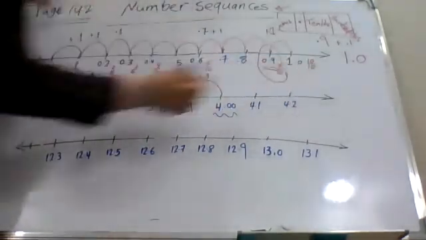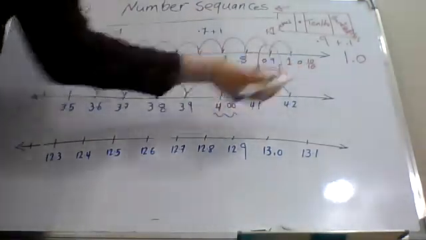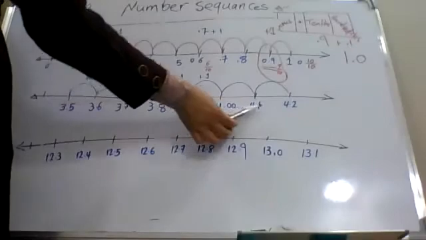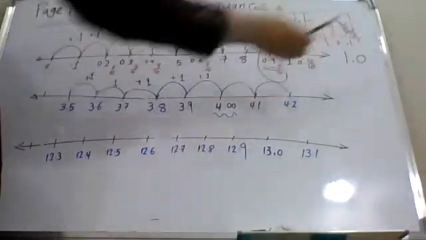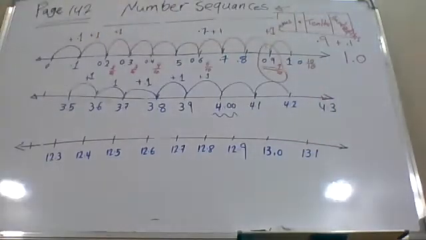Now we are starting a new group because we're still adding in the same sequence. We are adding 0.1 each time. So we have 4.1, 4.2, 4.3, excellent. Now I want you, Ya Z, to look at the next number line.